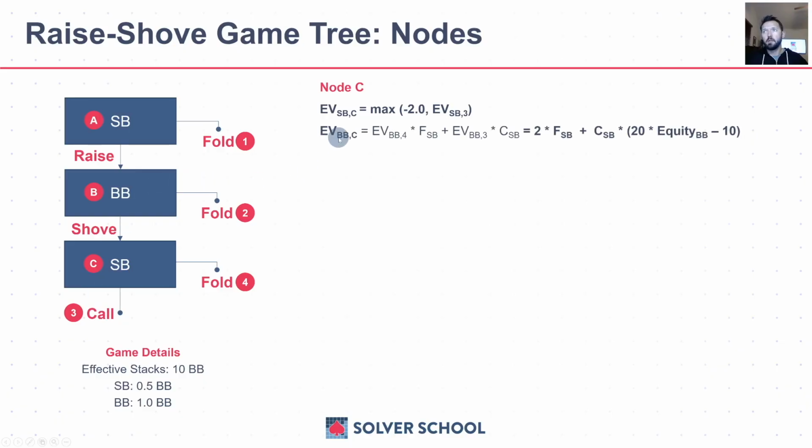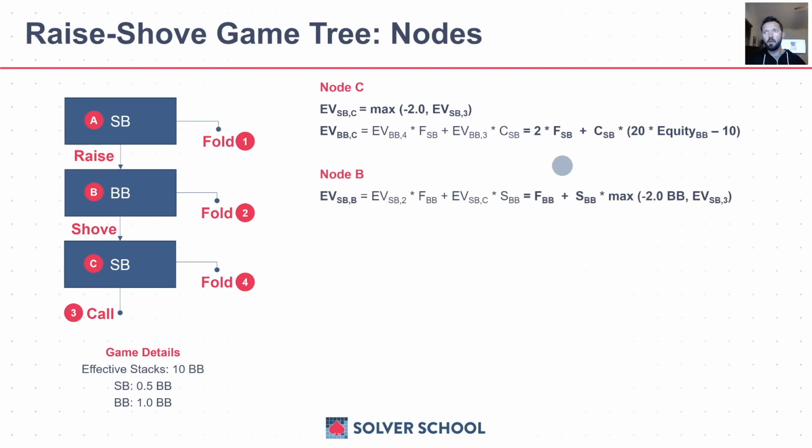The big blind, we can use our actual formula because it's not the big blind's decision at this point here. The big blind is going to earn 2 blinds when the small blind folds. So the frequency at which the small blind folds times this 2 blinds, plus the frequency at which the small blind calls times the overall EV equation using the equity of the big blind's hand versus the small blind range.